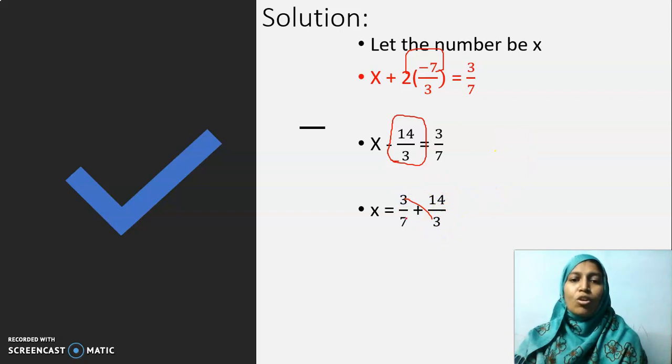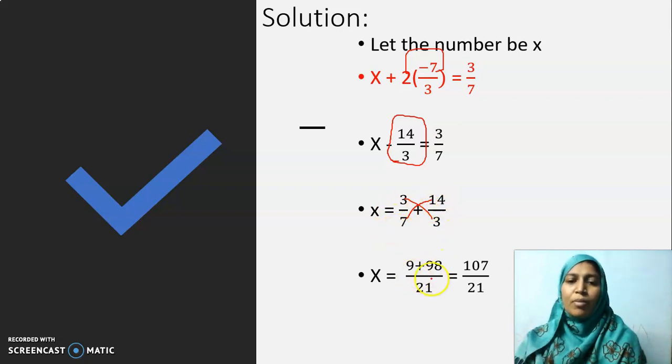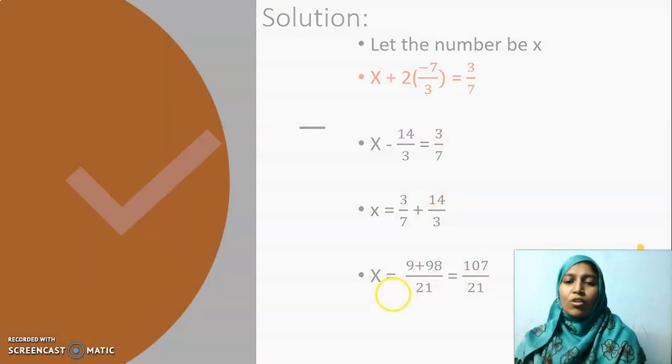Here we have to do cross multiplication that we learnt in the fractions and decimals chapter. So 3 3s are 9, 14 7s are 98, by 21, because 7 3s are 21. This is the cross multiplication method when we have plus and minus signs alone, not multiplication. Is it clear? Be careful again with this sign. So 107 by 21 is the value of x.